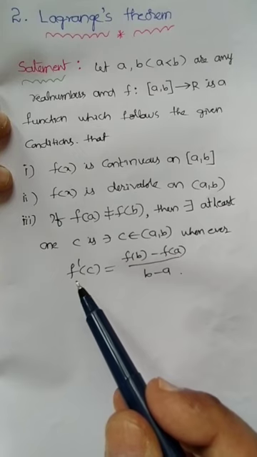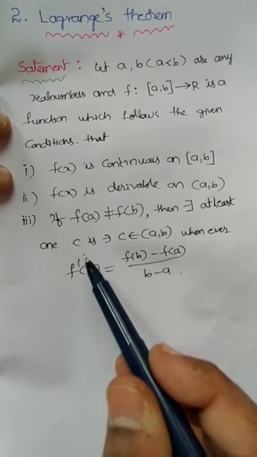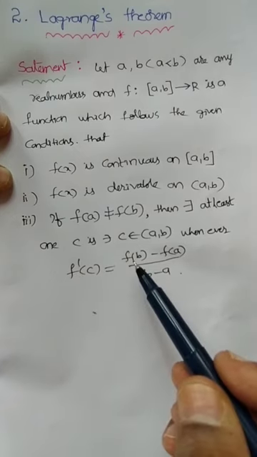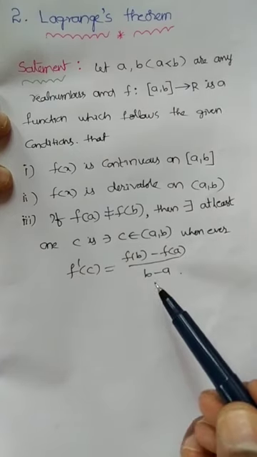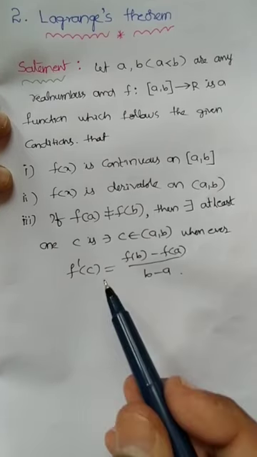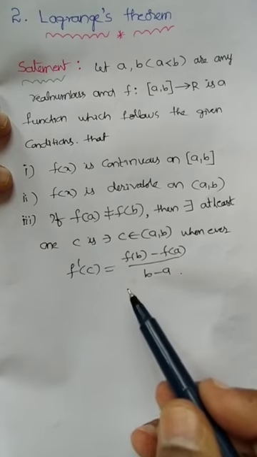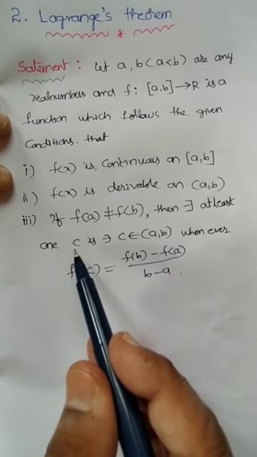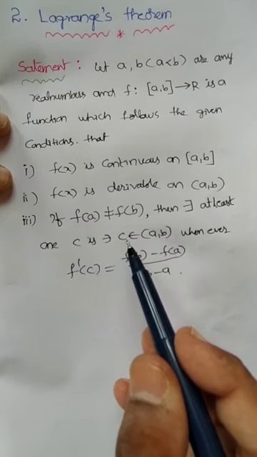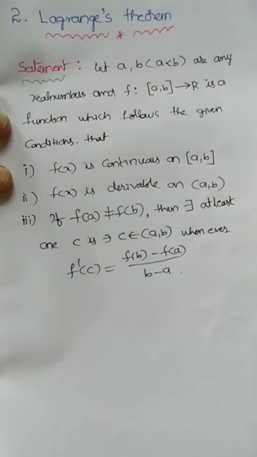After that, the next step is we equate this f dash of c to f of b minus f of a by b minus a. The next step is very important. By solving this equation we have to find the c value, and we have to show that the c value must lie in the open interval a comma b. This is the verification process for the given function for Lagrange's theorem.